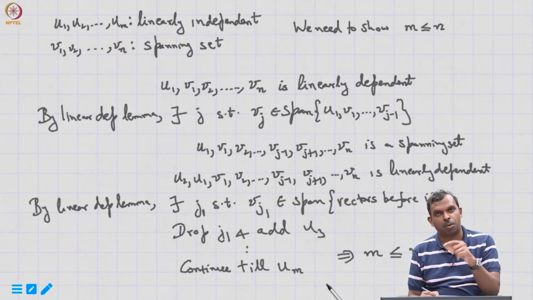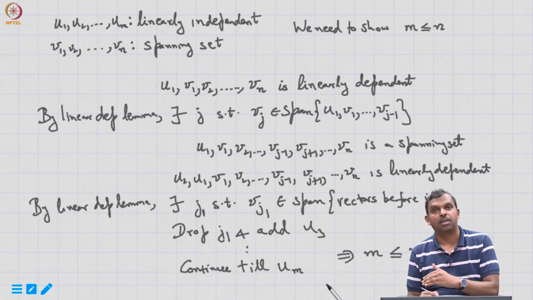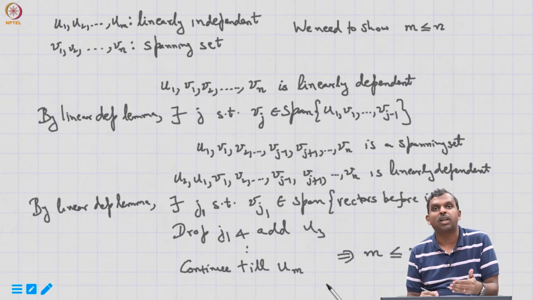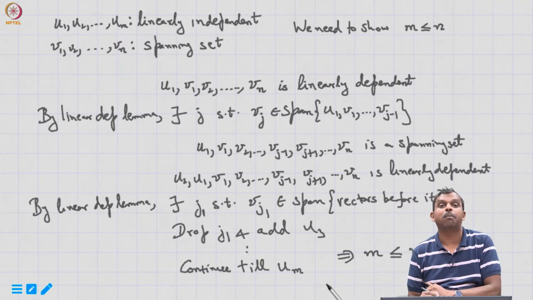Okay, adding a U, dropping a V, adding a U, dropping a V, and I'm able to go all the way up to m, which means in the spanning set there must be at least m vectors. Otherwise, I would have gotten stuck somewhere. Okay, and since I did not get stuck, I can keep on adding U's and dropping V's. The number of vectors m has to be less than or equal to the number of vectors n.